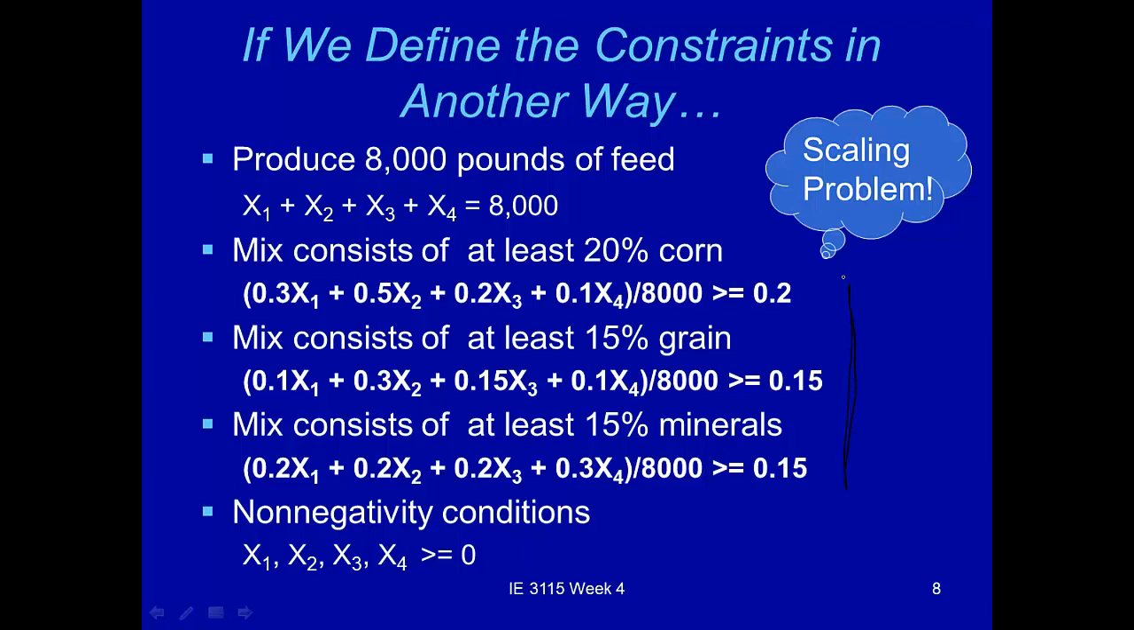It's basically moving the 8,000 from the other side to be the denominator. And when you talk about it, it makes sense. But if we define it in this way, there will be a potential problem called the scaling problem.